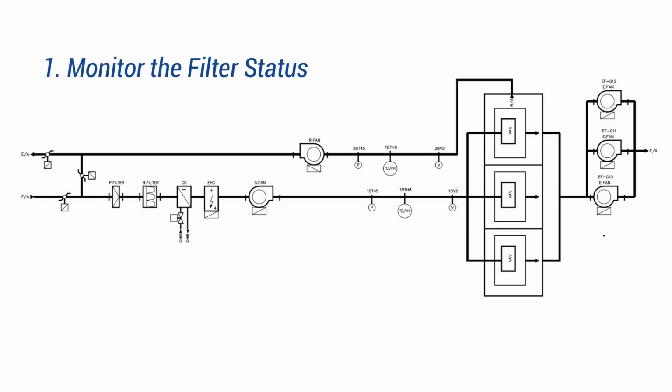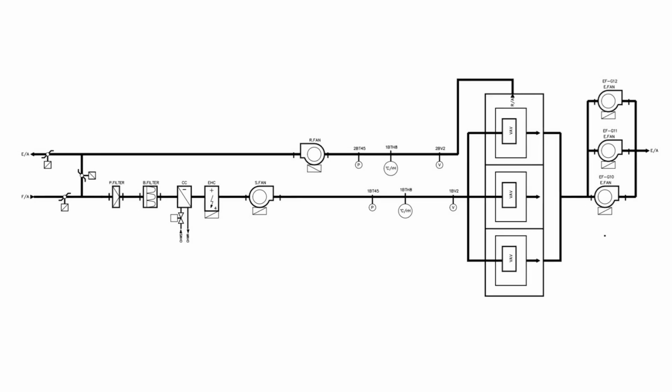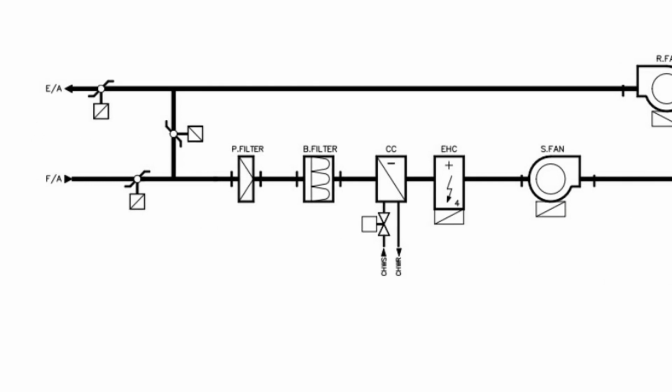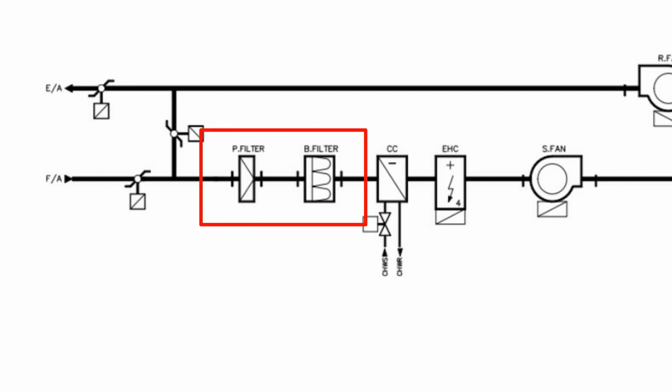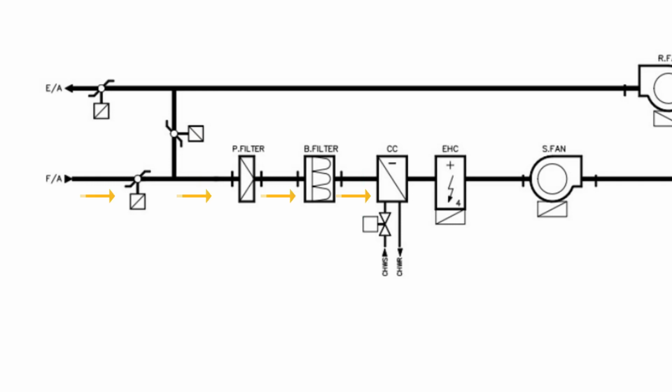So task number 1, we need to monitor the filter status. When the filter gets dirty or blocked by dust, the sensor will energize and it will give a blocked filter alarm. Zooming in on the image, we can see here the primary filter or the aluminum filter, and the secondary filter or the bag filter. This is the direction of the air in the AHU system.